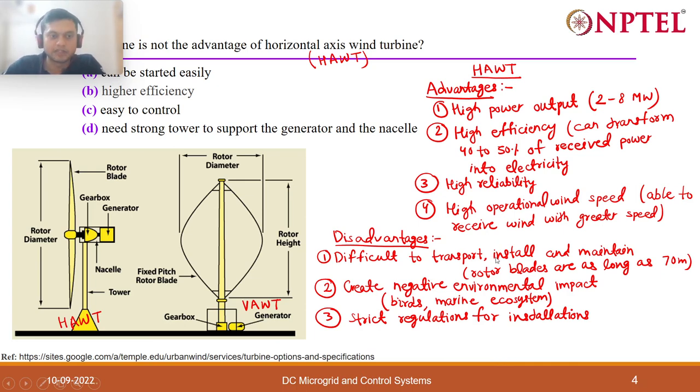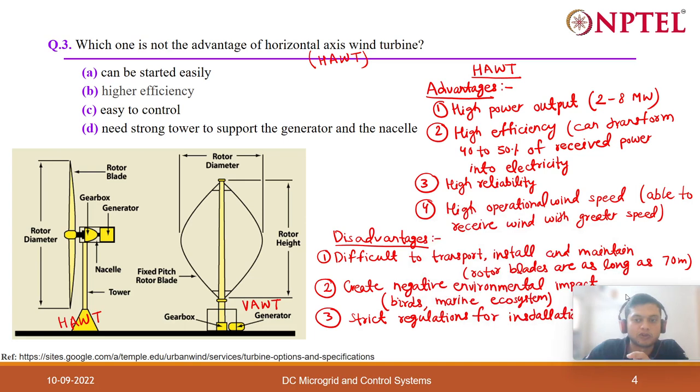And it also causes a noise problem, so care must be taken that it does not cause noise at that place. If it creates more noise, then we should see why it is creating noise and reduce it, and then it should be installed properly. So these are the main advantages and disadvantages.